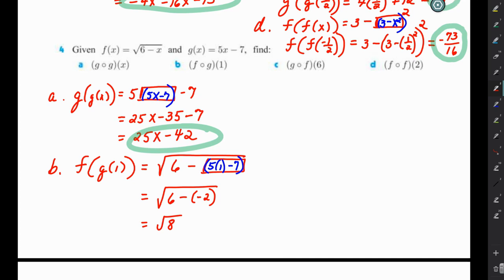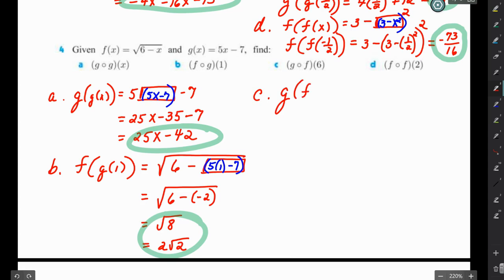Square root of 8, or you could also write that as 2 root 2. The square root of 4 times 2 is 2 root 2. I would take either answer. Okay, moving on to letter C.